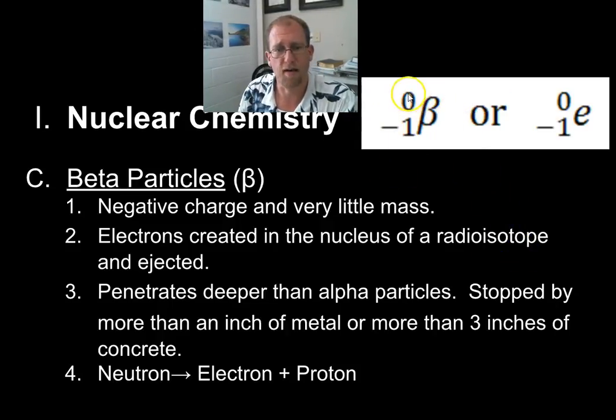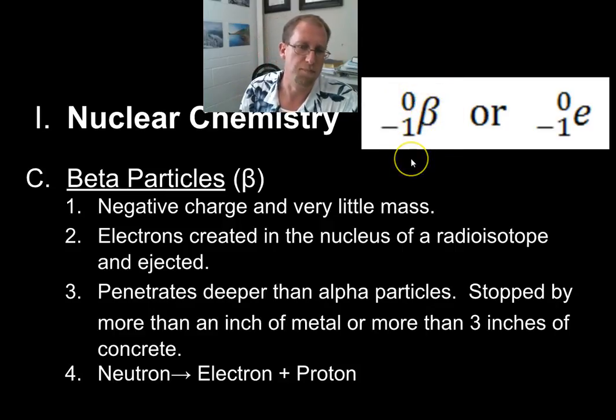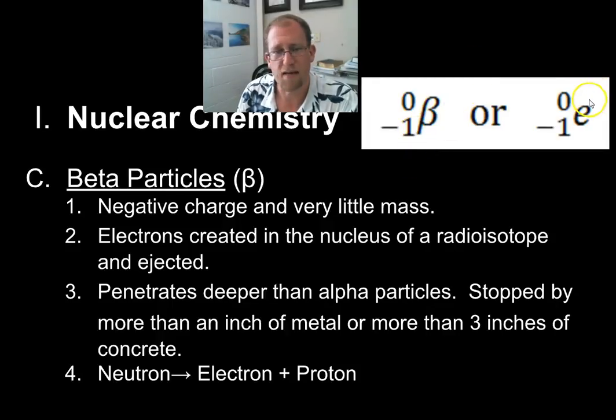Beta looks like a letter B, but it's got a tail. This is actually the lowercase beta, what looks like a big B with a tail. We can also write it as an e because essentially a beta particle is an electron.